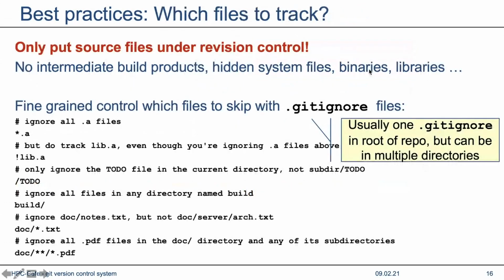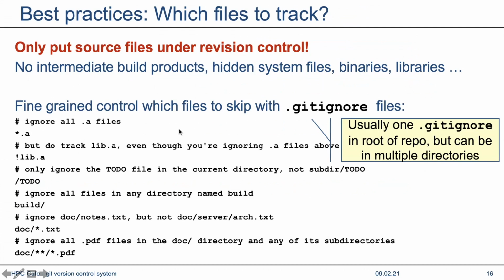One additional topic that is important is the decision which files need to be tracked. And there the general recommendation is only put source files under revision control. So no intermediate build products, no hidden system files, no binaries, libraries. Of course, there can be exceptions to this rule, but this is generally valid. Git gives you some help to do this, to enforce that.